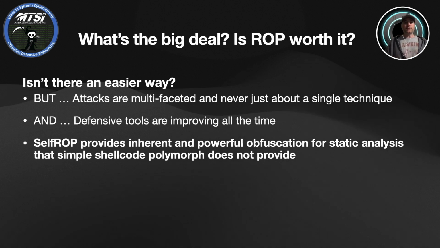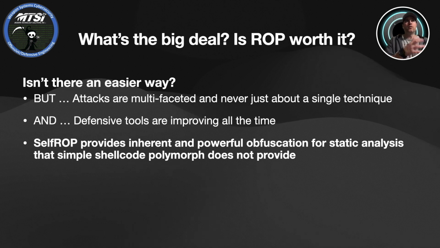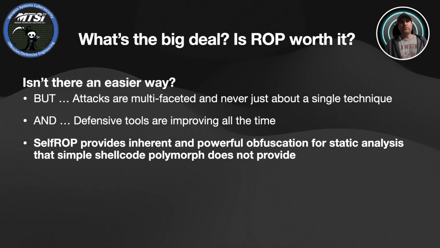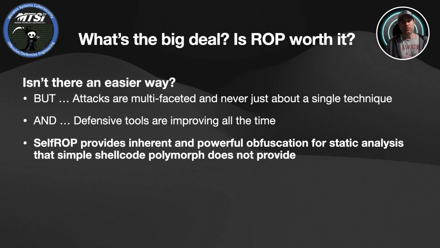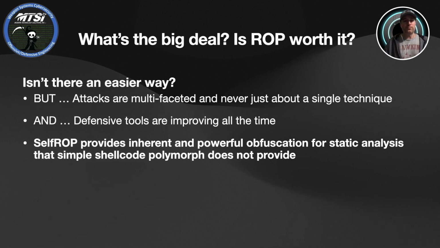So defensive tools are improving all the time. Self-ROP really gives inherent and powerful obfuscation for static analysis that simple shellcode polymorphism does not provide. You have a much deeper way of hiding the true intent of a program from a static analysis standpoint. We're not talking about dynamic, but from a static analysis, it really does hide it much better than just trying to alter the bytes in shellcode. And I hope you saw that in the demo, especially when we looked at the source code of the program, that you can dress it up to make it look extremely benign. And unless you do a lot of low-level reverse engineering to understand the program or a bunch of dynamic analysis, you're not going to really see that it's going to overflow itself and run a hidden ROP gadget chain.